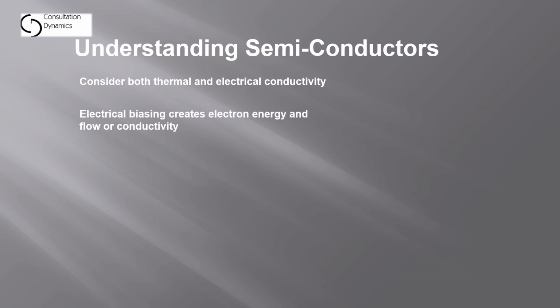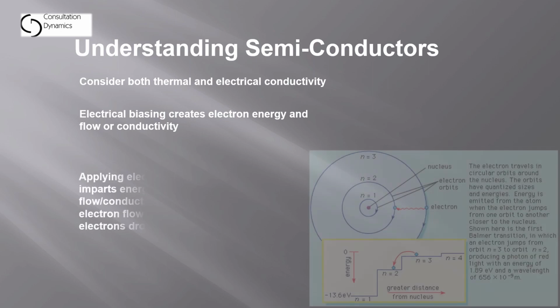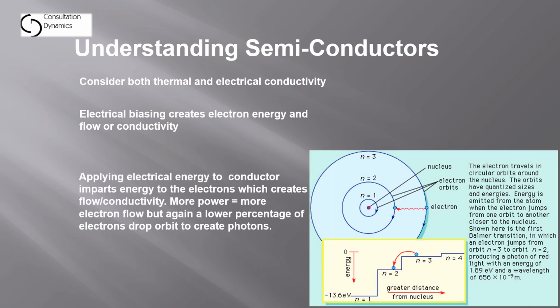However, if we consider the electrical biasing creating electron energy and flow or conductivity, then we get a much higher rate of conversion of electron energy to photons. Because when we apply the electrical energy to the conductor, it imparts the energy to the electrons, and that's where you get your flow or conductivity. More power means more electron flow, but we need to have the electrons drop to a lower orbit in order to produce a photon. They're more likely to do this with strictly electricity because it imparts the power, and they drop to a lower orbit, and some continue to flow on through to produce electrical conductivity.